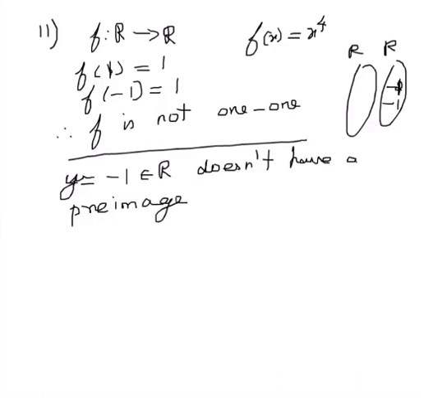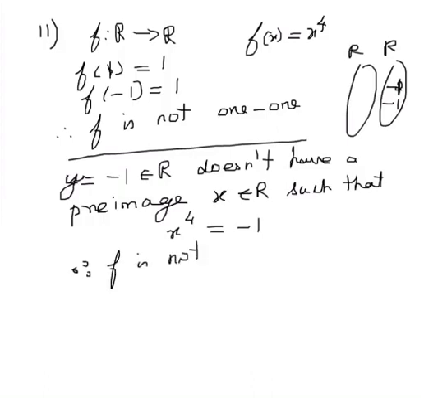x belonging to R such that x power 4 is minus 1. Not possible, right? 4th power cannot be a negative value. Therefore, we conclude that f is not onto. So it is not 1-1, not onto also. So D is the correct option.